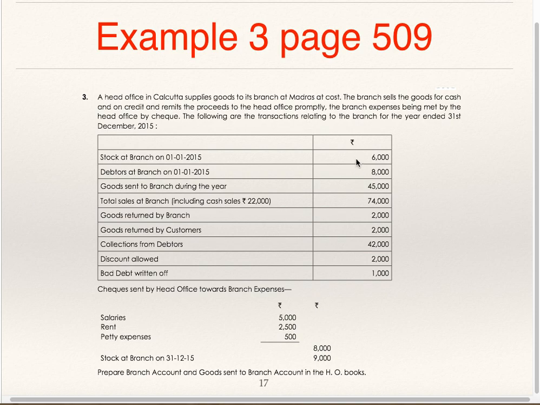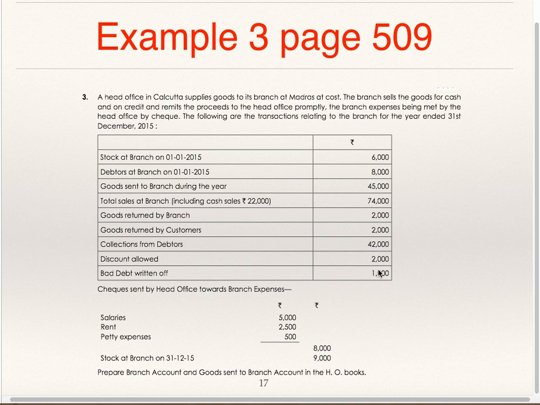Branch account debit, to balance brought down, stock and debtors. Goods sent to branch during the year, branch account debit. Total sales at branch including cash sales are 74,000; minus 22,000 will be credit sales, which will be debited to the memorandum branch debtors account. Goods returned by branch to be credited to the branch account. Goods returned by customers to be credited to memorandum branch debtors. Collection from debtors to be credited to memorandum branch debtors as well as the branch account by bank, cash sales as well as collection. Discount allowed to be credited to memorandum branch debtors.